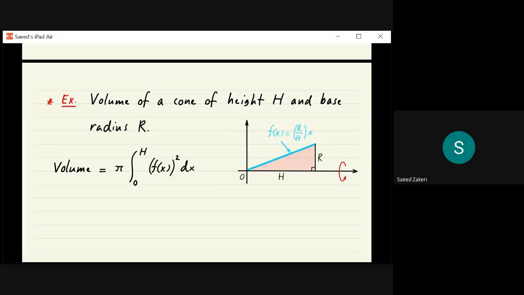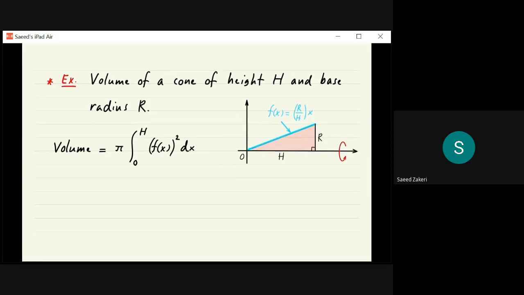And who's my f of x in this problem? This linear function. So that's pi times the integral from 0 to h of r squared over h squared x squared dx. I just took this f and substituted it here. I have to square it, so that's why everything is squared. This guy is a constant, I can park it in front.